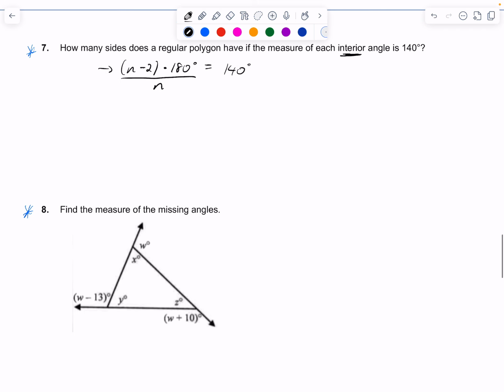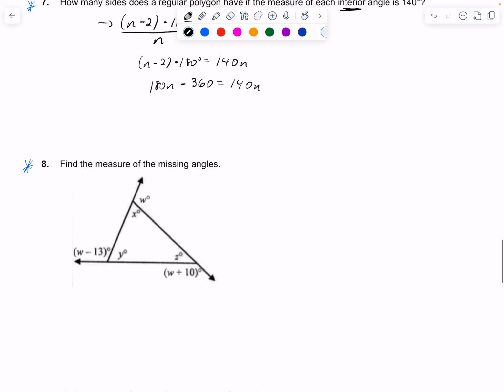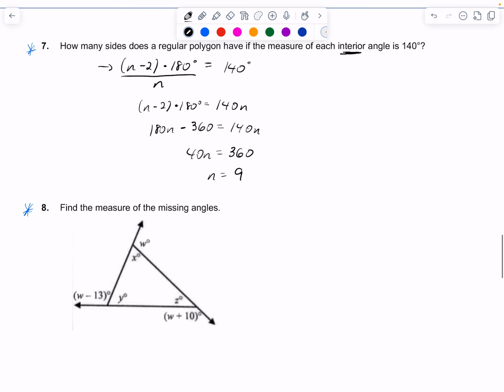Now, to solve this, I'm going to move that n that's in the denominator over with multiplication to get 140n. Distribute the 180 to get 180n minus 360 is 140n. I'm going to move the 140n over with subtraction to get 40n. Move the minus 360 over with addition to get positive 360. Dividing by 40, the zeros cross out, so 36 divided by 4 is 9. So when it says how many sides, this has 9 sides. All right? Okay, last one.